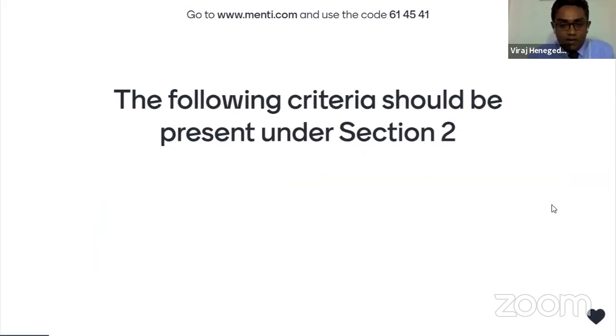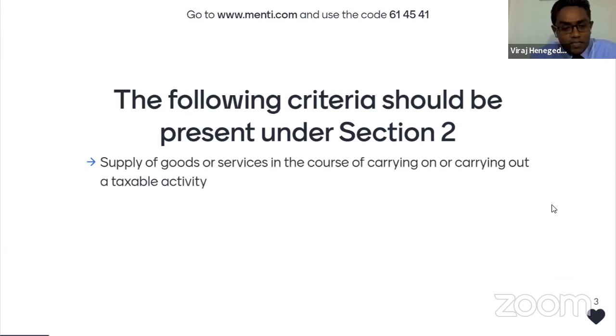Now, value-added tax, the main section relevant to non-financial VAT is section 2. Section 2 elaborates, or discusses, what is meant by taxable supply and the supply of goods or services in the course of carrying on or carrying out a taxable activity.